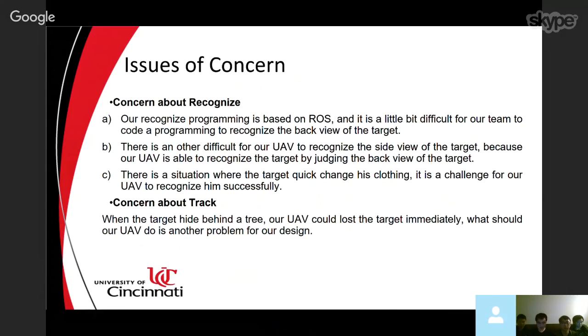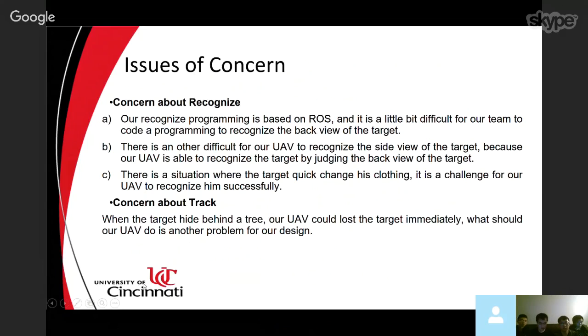Another issue of concern is about tracking. We consider the condition where our target hides behind a tree. Our UAV would lose the target, and then how to catch our target again is the issue of concern which might inhibit our project. So those are all the issues of concern we consider currently.